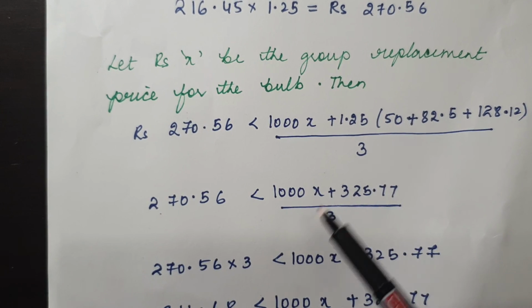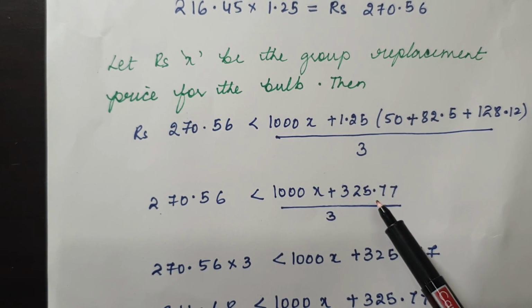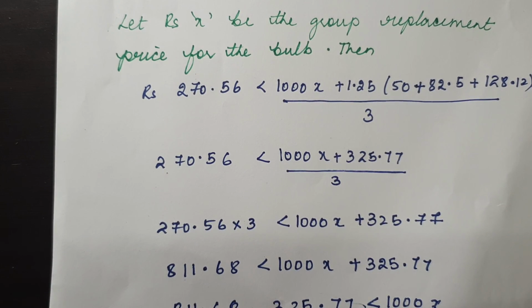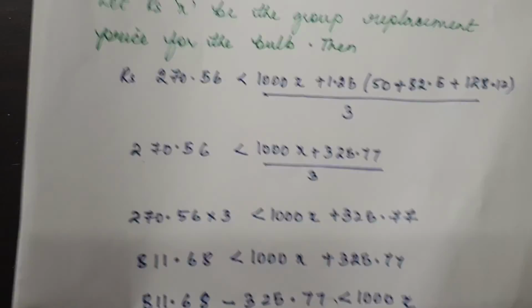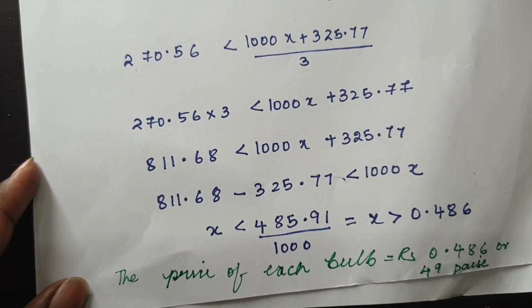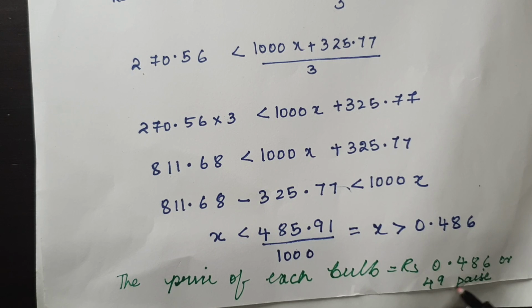After that, if you simplify this, you are getting this one. Then the 1000 goes to this side, and if you simplify, finally you will get 0.486. So the price of each bulb is 0.486, or 49 paisa. If you go for the individual replacement, the cost is 49 paisa.